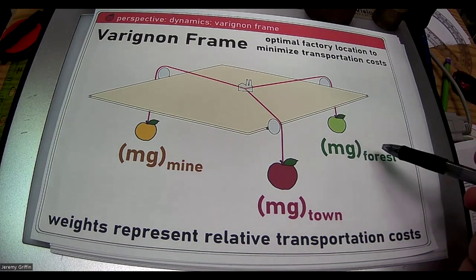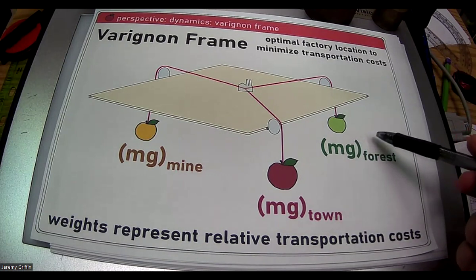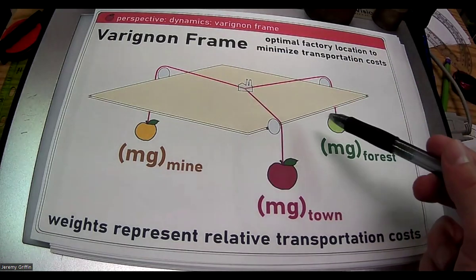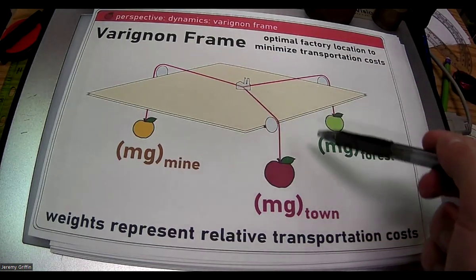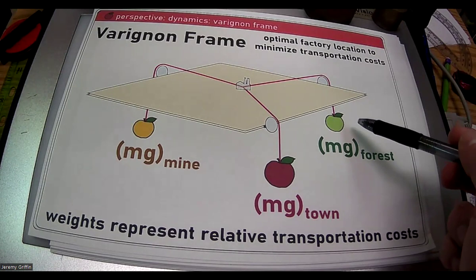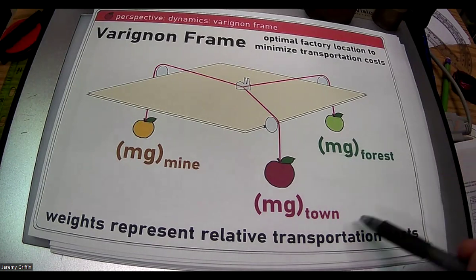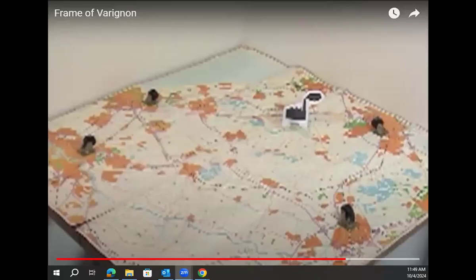There's a physics answer to this question, the physics solution, which is to build this Varignon frame. And you can hang weights on strings over pulleys, and the weights can be proportional to the transportation cost, the relative transportation cost, like that. So let me show you guys this in action. I've got a video. If you want to see this full video, it's on YouTube. I just type Varignon frame, and this is the first one that pops up.